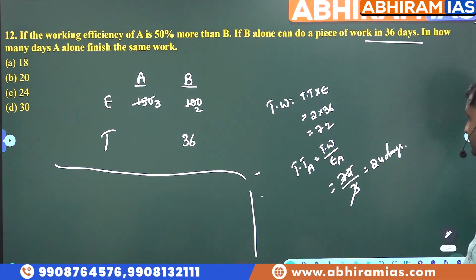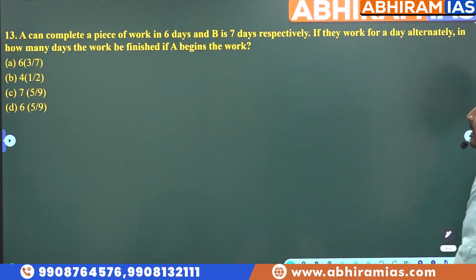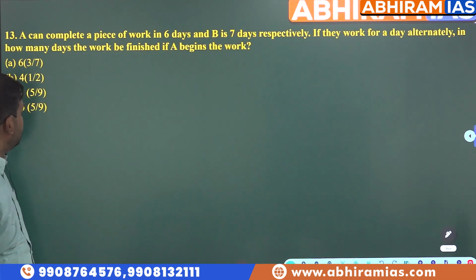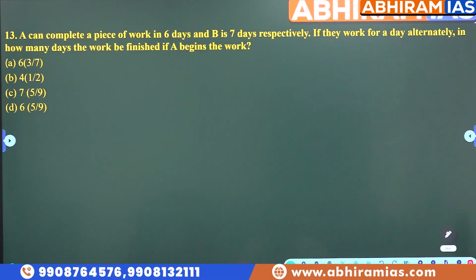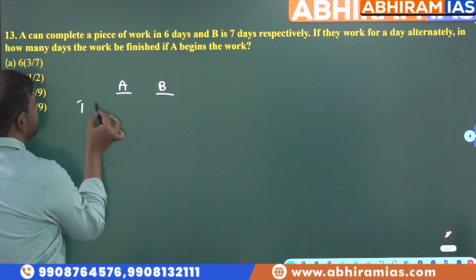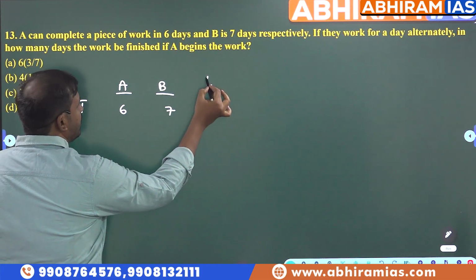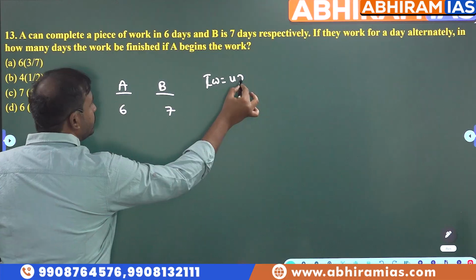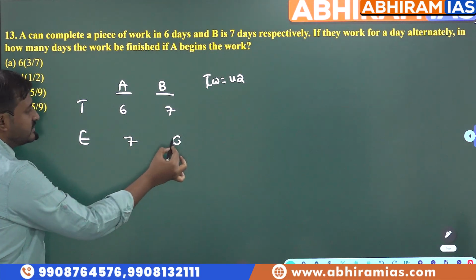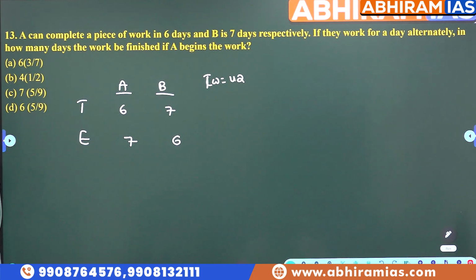Okay, right, next one. And now see here, this is another type of question. Please see this question, students. A can complete a piece of work in 6 days and B in 7 days respectively. If they work for a day alternately, in how many days will the work be finished if A begins the work? That is the question. Now as usual, the times taken by A and B are 6 and 7. The LCM, or the total work, will become 42. And the efficiency of A will become 7, efficiency of B becomes 6.